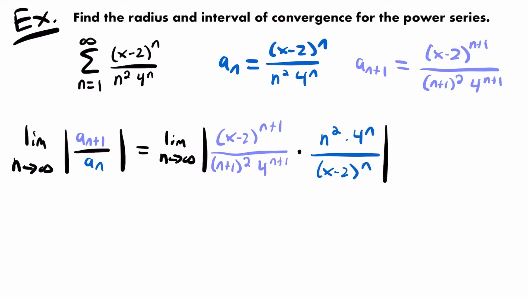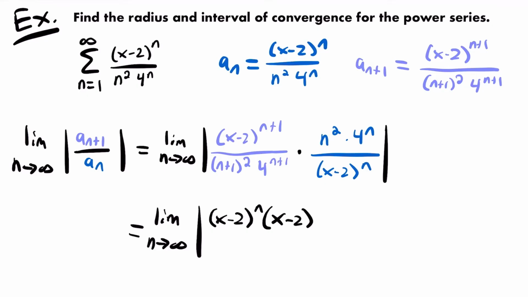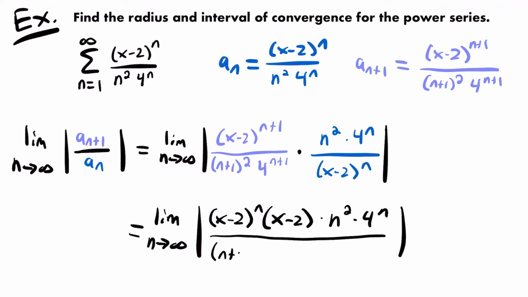And so if we do that, this will be equal to the limit as n approaches infinity of the absolute value of (x − 2)^n times (x − 2)^1, and then we'll have times n^2 times 4^n, and that's all divided by (n + 1)^2 times 4^n times 4. We just split up that power, and then we have (x − 2)^n.